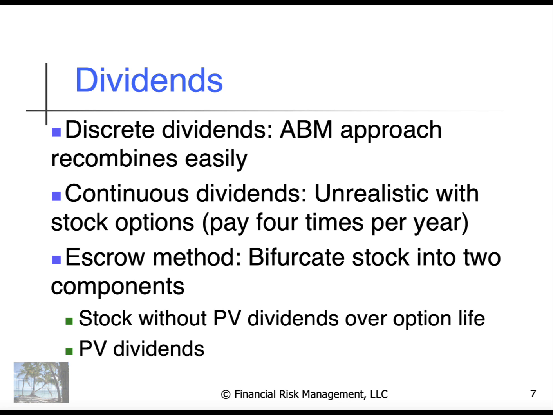Discrete dividends, the ABM approach is very unique in that it recombines very easily because of the additive nature, and assuming a constant dividend across the tree, the tree does in fact recombine. The continuous dividend is unrealistic with stock options that pay, say, 4 times a year, but perhaps it's more realistic with index options and other instruments. Remember, the escrow method is going to result in bifurcating the stock into 2 components: the stock without the present value of dividends over the option life and the present value of dividends.